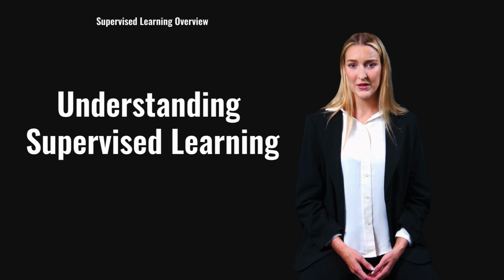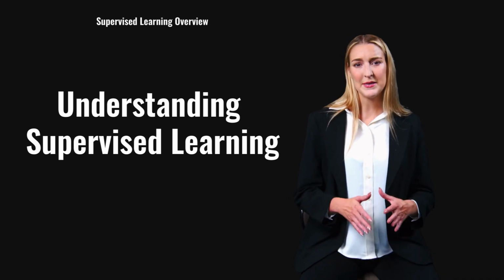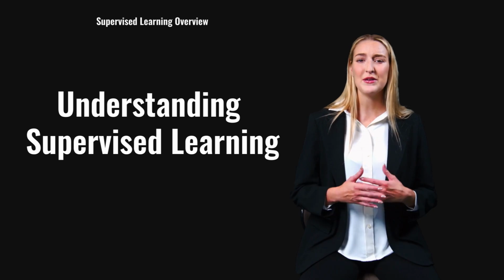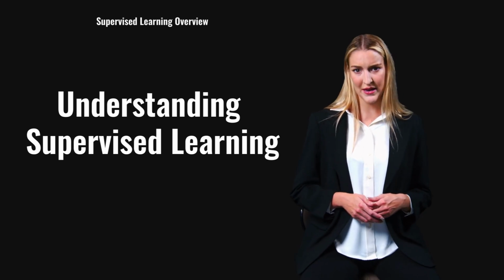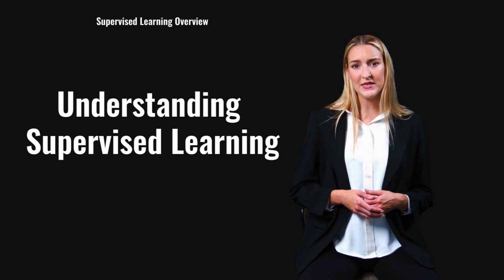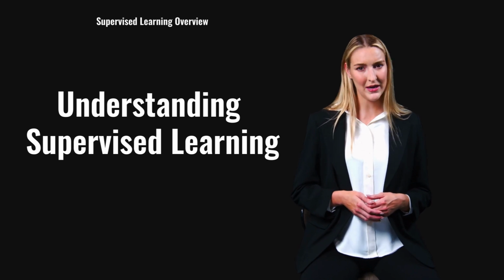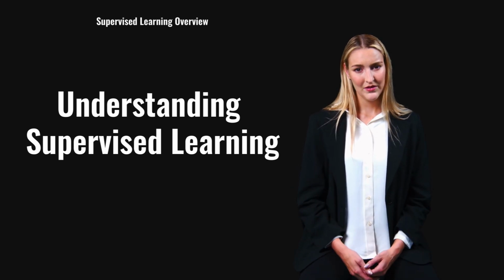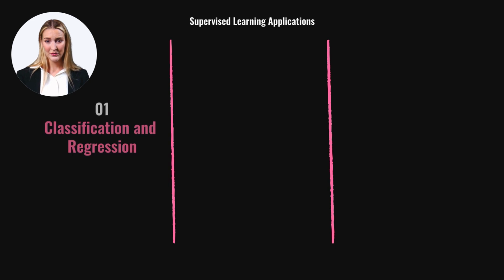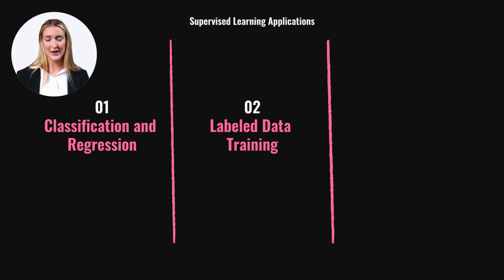Supervised learning involves training models with labeled data, mapping inputs to outputs. It requires guidance, akin to a teacher-student dynamic. This method is essential for tasks like classification and regression, where the model learns to predict outcomes based on provided examples. Supervised learning tackles classification and regression tasks by training models on labeled data.